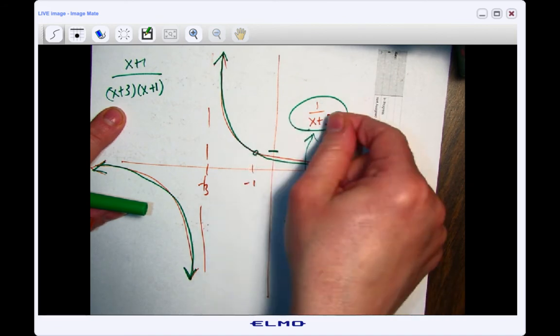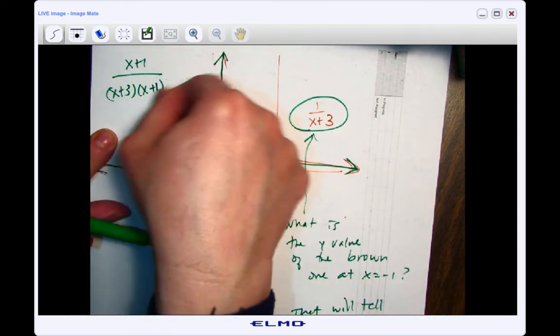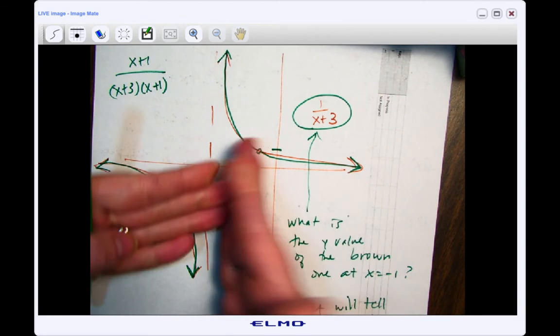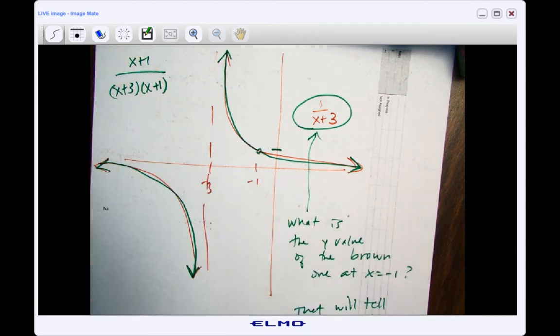The y value at -1 is going to be whatever it is, and that's going to give you the y value of the hole here, because they have to be doing the exact same thing every other time. They have to look identical. So what did we say happens? How did you find it?